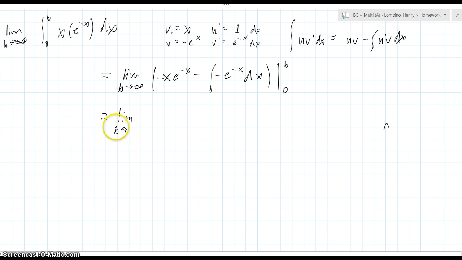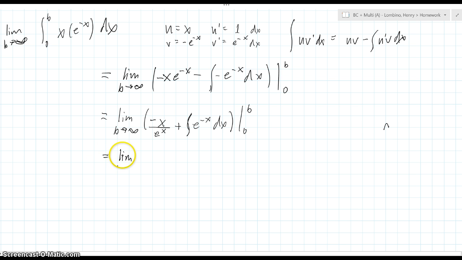Limit as b approaches infinity of negative x, I'm going to put this over e to the x, minus, and now we can solve the integral, and I'm going to take out this negative and put it right here, so plus the integral of e to the negative x dx, close parentheses, and all that is from b to 0. And now we need to solve for the integral of e to the negative x, which is pretty simple actually. That's a nice integral that we can solve, which is good.